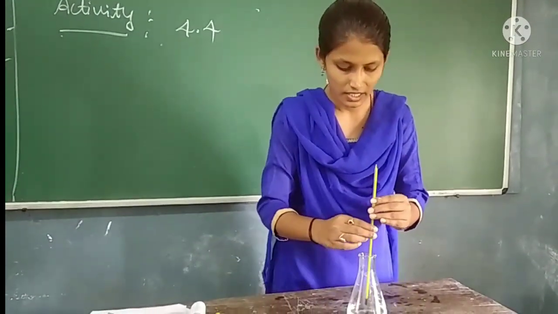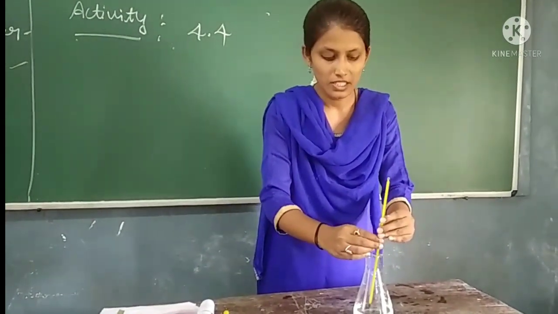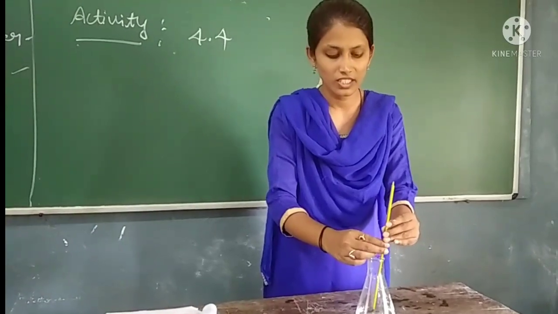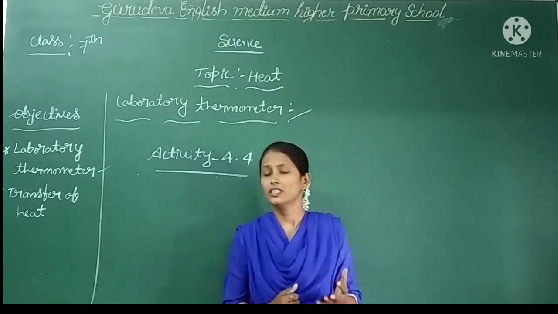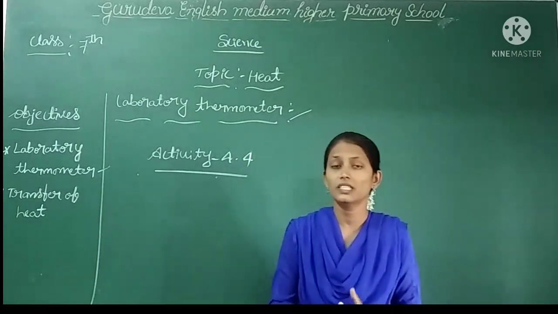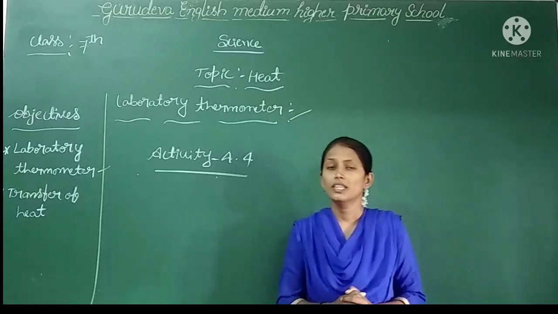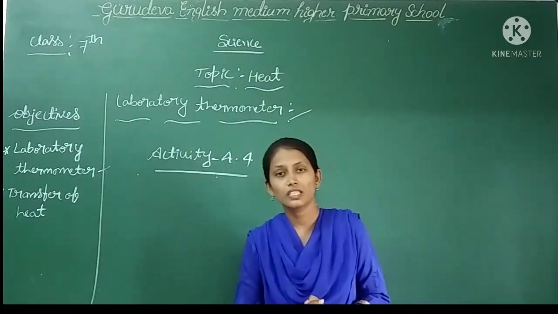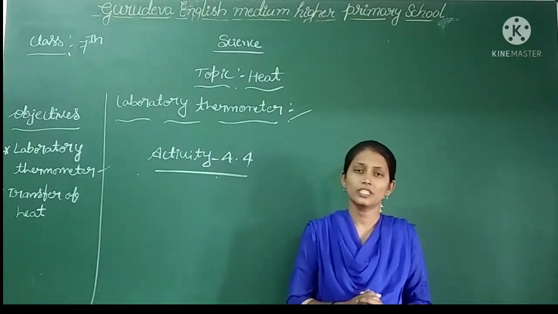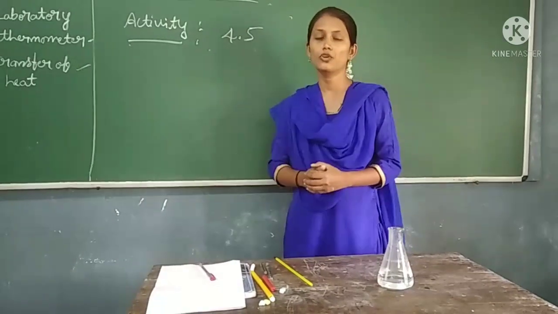Now let us see the reading. The mercury level shows 27 degrees. That means the temperature of the tap water is 27 degrees. Dear children, in this activity we have measured the temperature of the tap water. Right? So now let us check the temperature of hot water by doing another activity, activity 4.5.